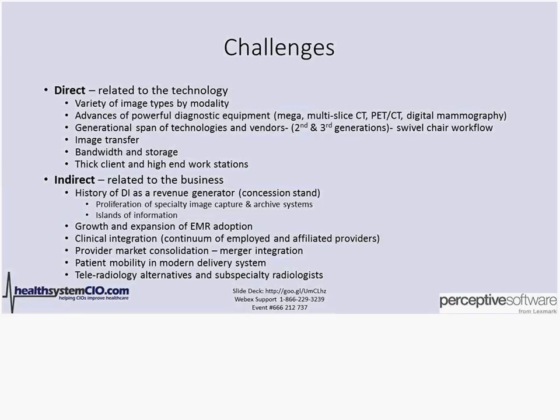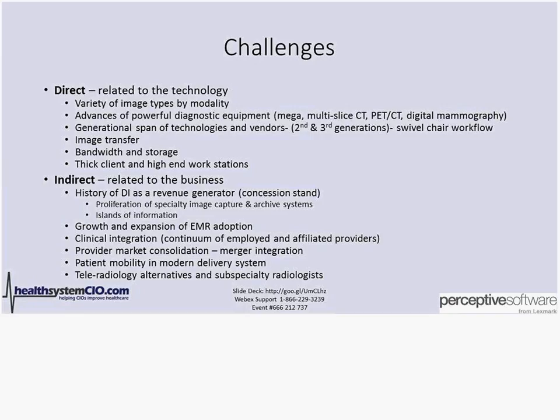So those are some of the challenges directly related to technology, but it's not just the technology. Some of the challenges related to the business, this has to do with who's the customer nowadays.